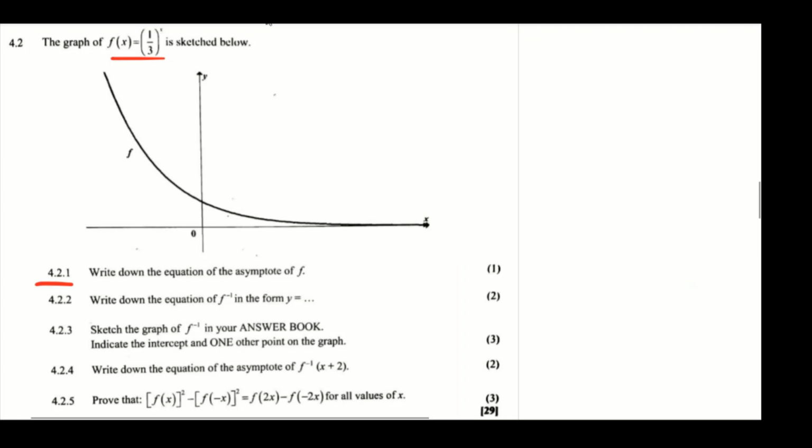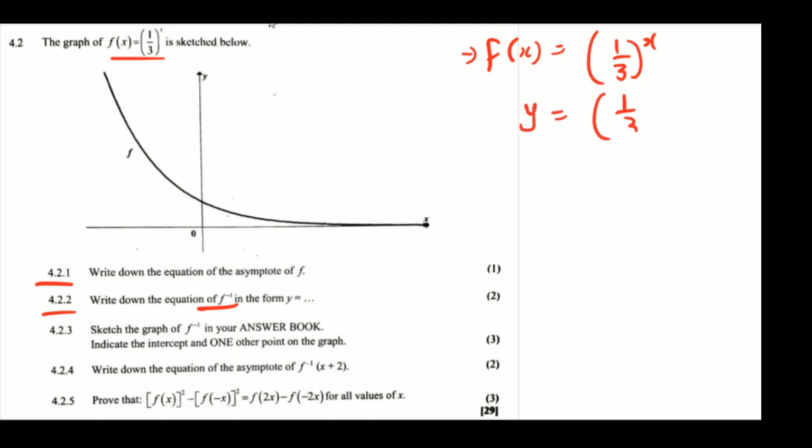So now let's go down to 4.2.2, right? We are asked to find the inverse of this function. So we have f of x equal to (1/3) to the power of x. Where there's just f of x, we're going to write y equals (1/3) to the power of x. And then we swap, right? Where there's x, you put y. Where there's y, you put x. Hope you got that. So here it's going to be x equals (1/3) to the power of y.